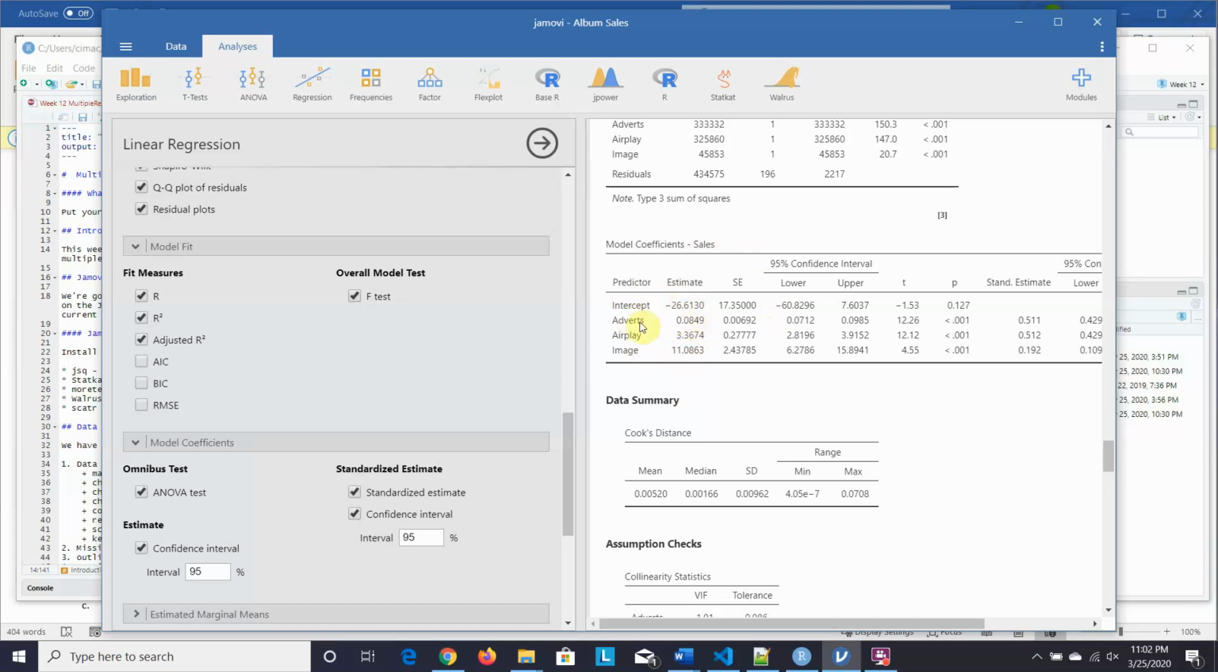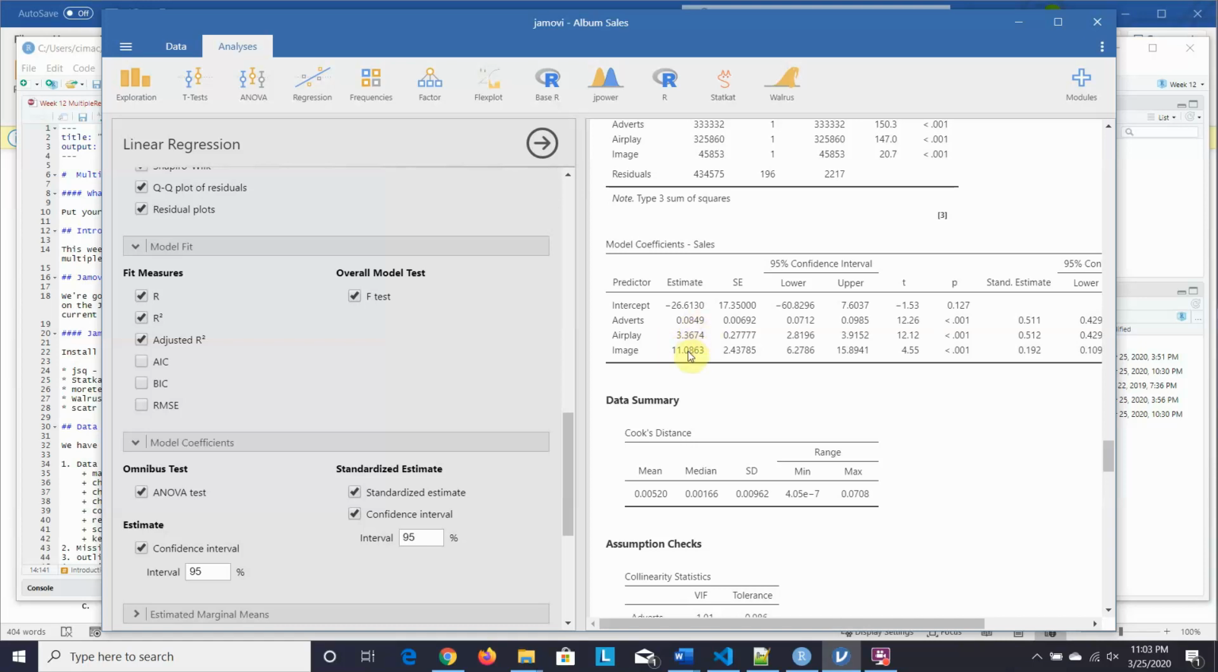So the thing to remember about these coefficients is these tell us how much a change in the predictor variable will change the outcome variable, and the thing to remember is when controlling for the other variables in the model. So with airplay, a 1 unit increase in airplay will increase the outcome variable by 3.367 when controlling for the other variables in the model, or when holding the other variables constant.